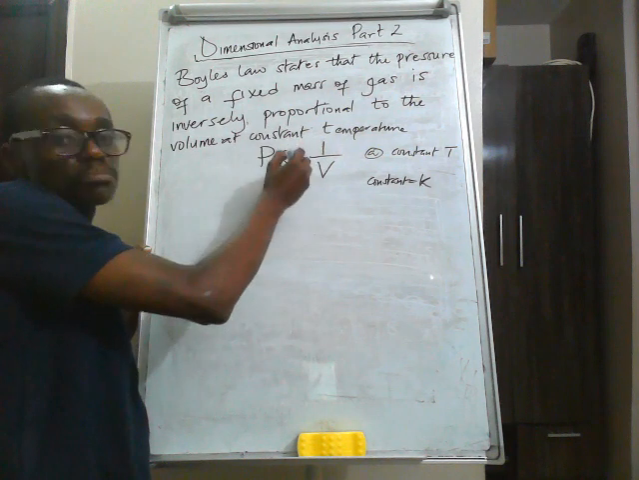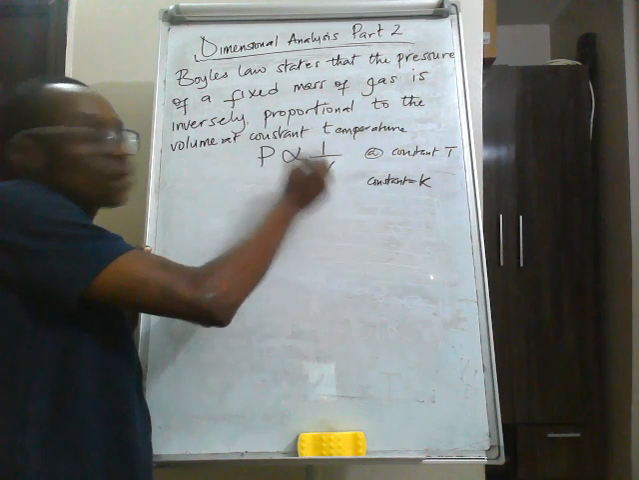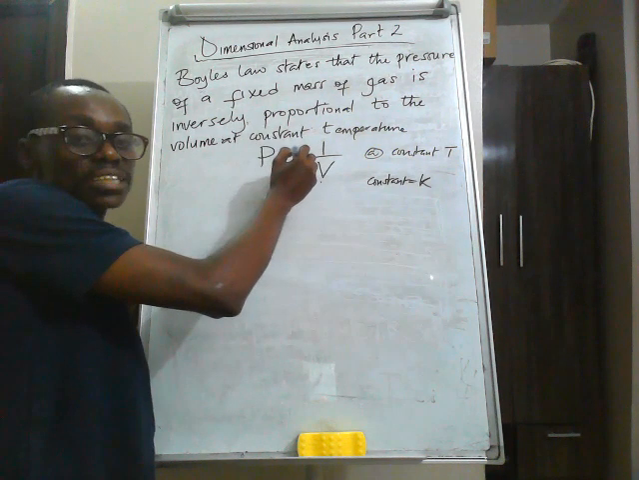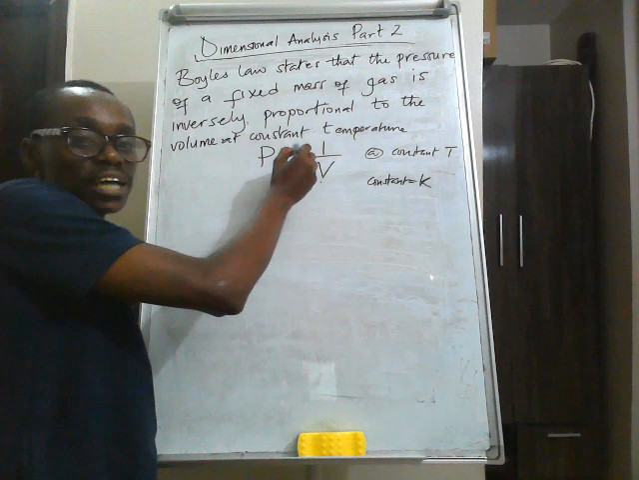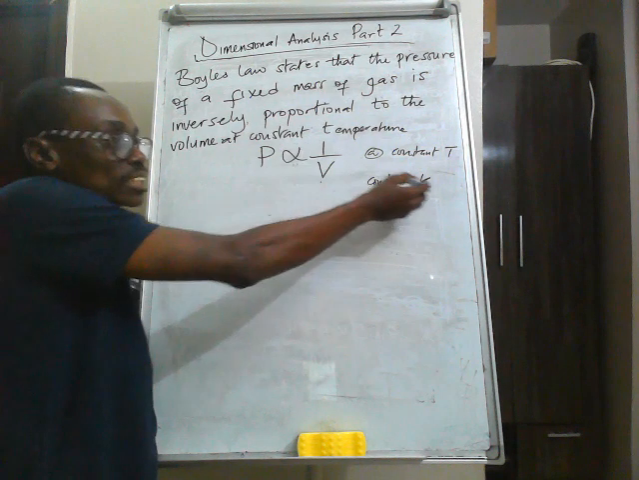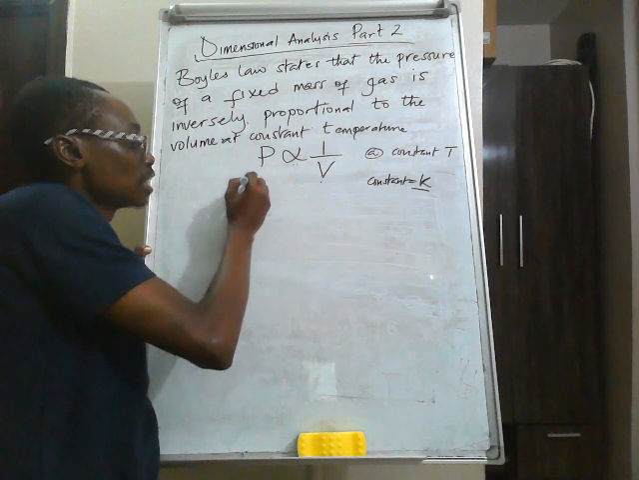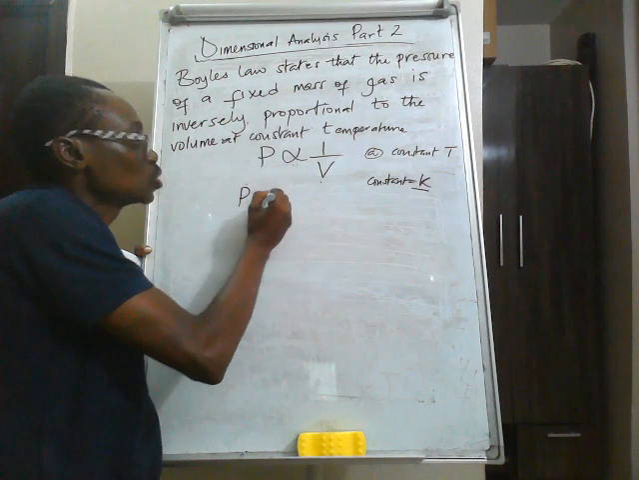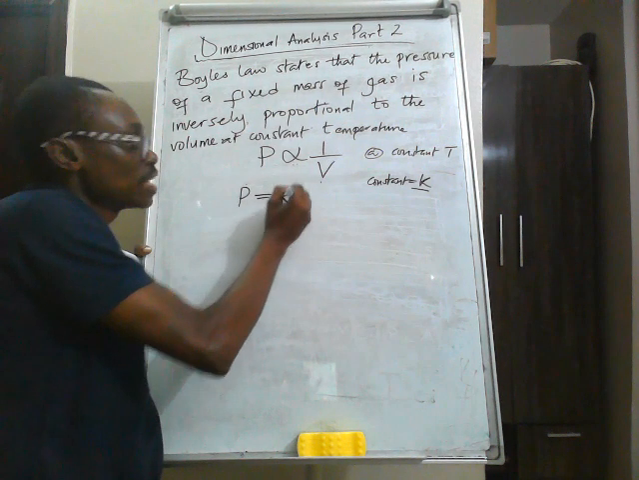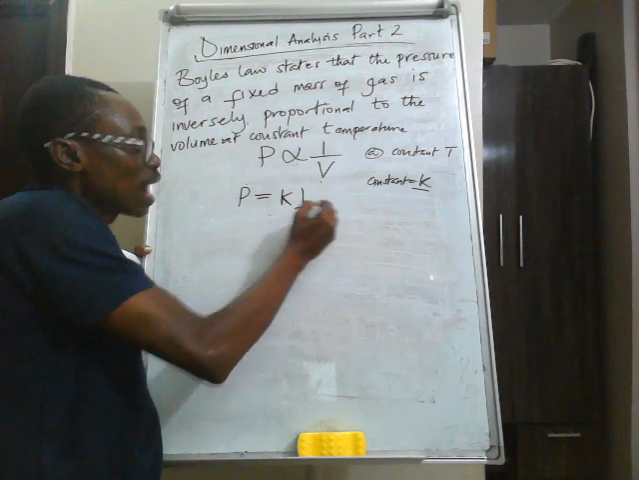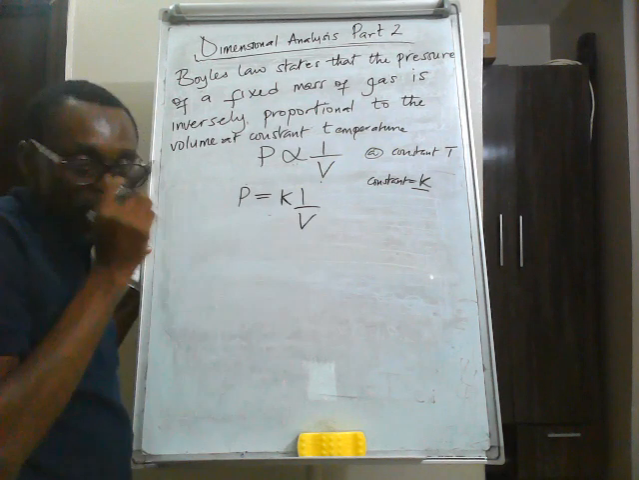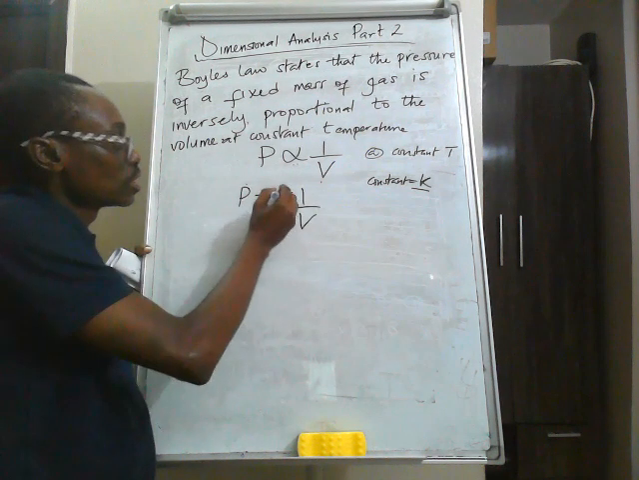P is inversely proportional to volume. Now we do away with the proportionality sign and introduce an equality sign. So we're going to bring in a constant. We're going to use letter K to represent our constant. So the next step is that P is equal to the constant K times 1 over V. Okay, so this is it.